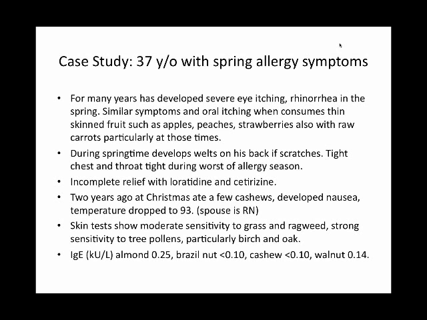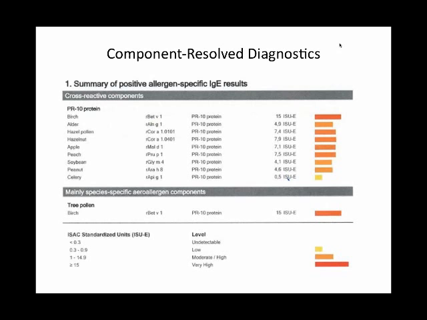So when we did the component test for the ISAC, it really shows he's very strong to PR10 proteins, as you would expect. It doesn't show up any tree nut proteins. It doesn't show up other proteins. What you do see here is, very broadly, he is sensitive to a lot of PR10s.